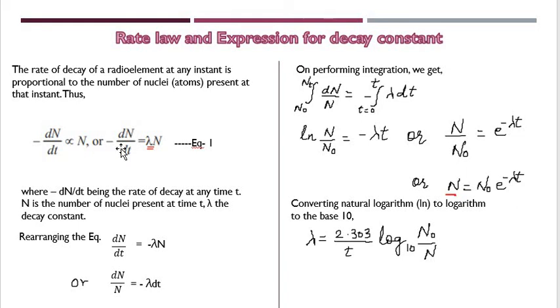Now if I have this equation, minus dN upon dt is equal to lambda N, this is what I have written here again. If I rearrange the equation, this minus sign is transferred from here to here. So dN upon dt is equal to minus lambda N, or I can say dN upon N is equal to minus lambda dt.